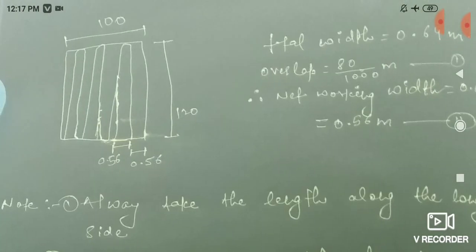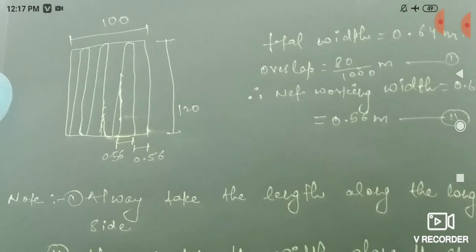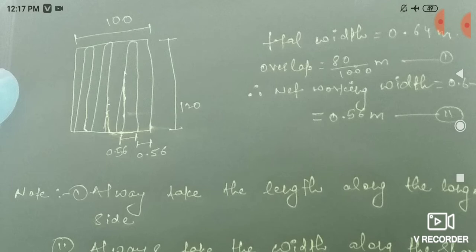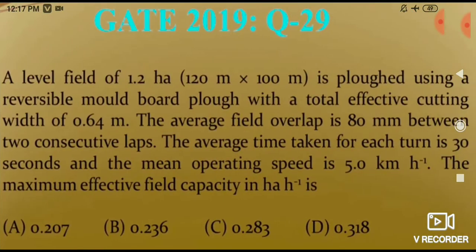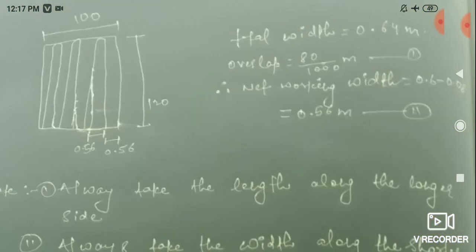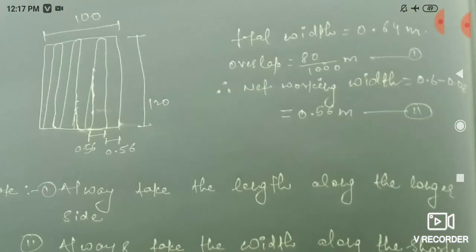Friends, whenever you see the questions like this, you make the diagram of this, means this field you can make. You can see here I have made the diagram of the field. Here I have taken the width 100 meter and the length 120 meter, because I have told you the longest one is the length and the shortest one is the width. So friends, total width in the question is given, that is 0.64 and overlap is 80 mm, so 80 divided by 1000. And friends, now net working width is 0.56 meter.